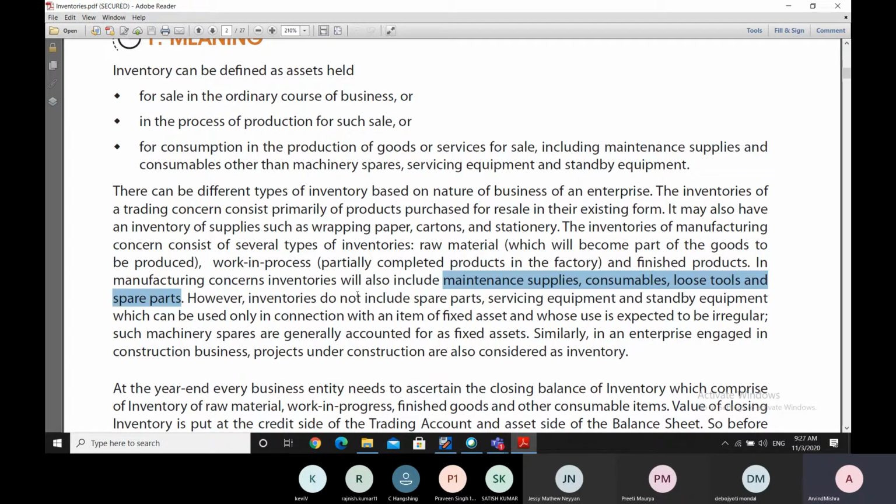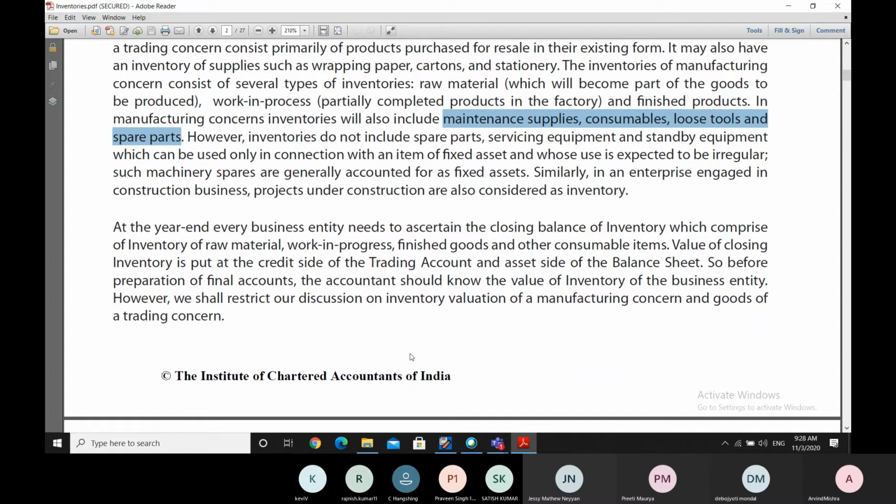So therefore, all such things which are regularly utilized on a day-to-day basis for doing the production, for doing the manufacturing activity, can be treated as part of the inventory. But if there are some spare part, servicing equipment and standby equipment which are not used regularly or on a daily basis, and they are related to one particular asset and can be treated as part of one fixed asset, then they are treated as part of that fixed asset and not treated as an inventory. We'll come to the examples and then we'll understand this thing even better.